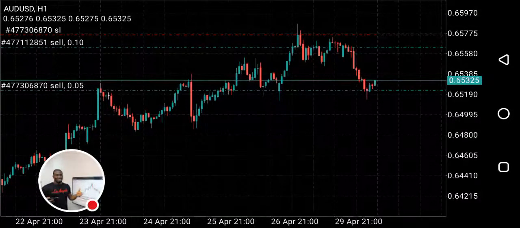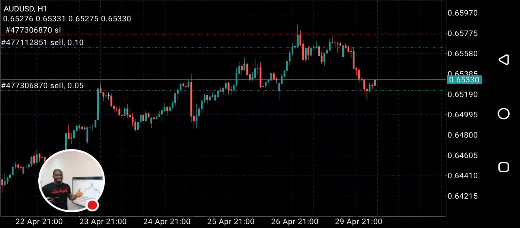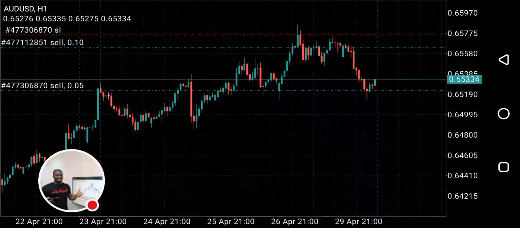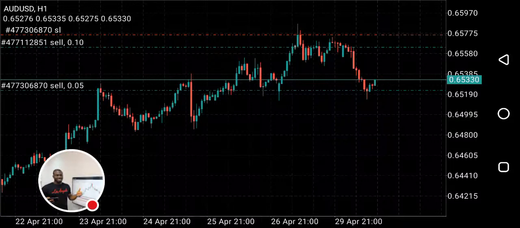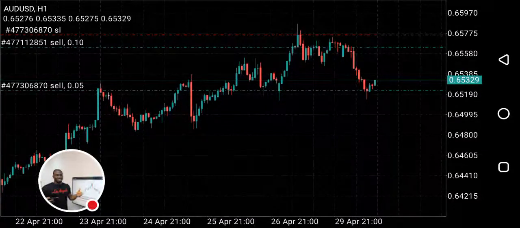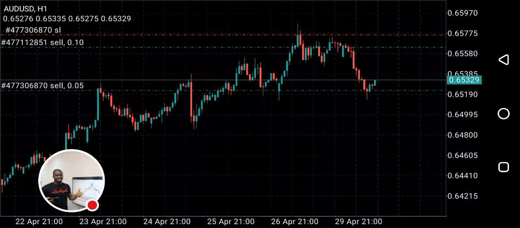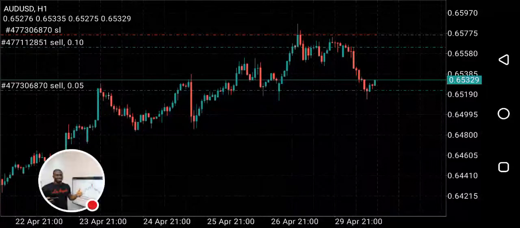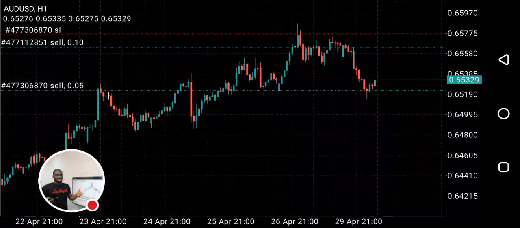Okay, so we'll go straight to the chart and let's start with Australian dollar USD. I already shared my bias with you guys during the weekly market outlook session. I told you guys my bias for USD is bullish, so I expect GU, AU, EU, and NU to go bearish this week. Okay, that's my expectation on those pairs. And as you can see, I'm currently selling Australian dollar USD, which is in good profit.